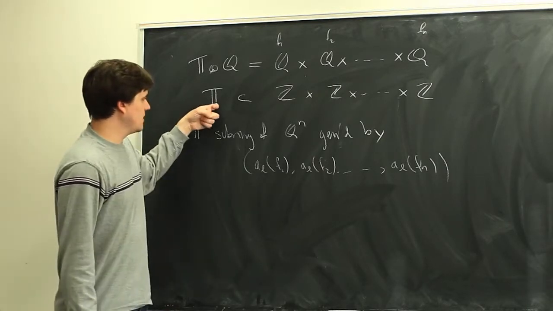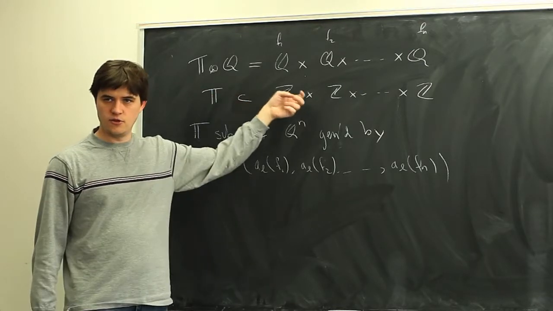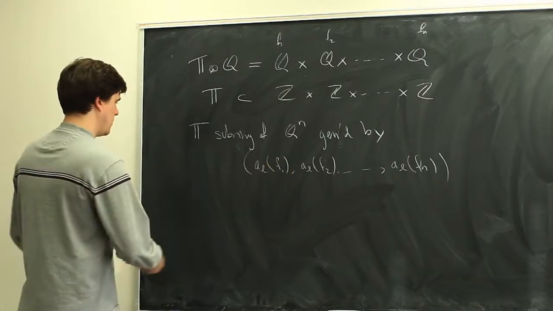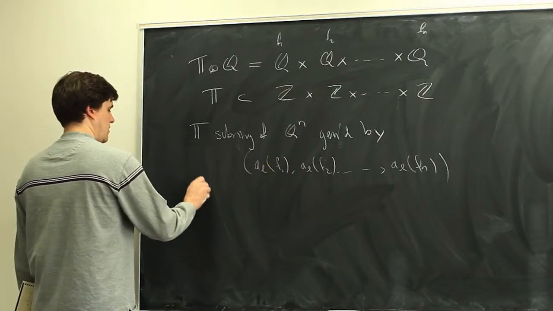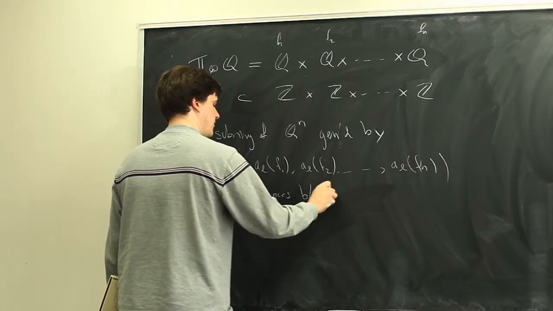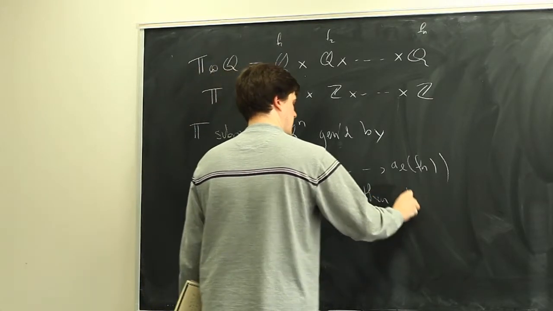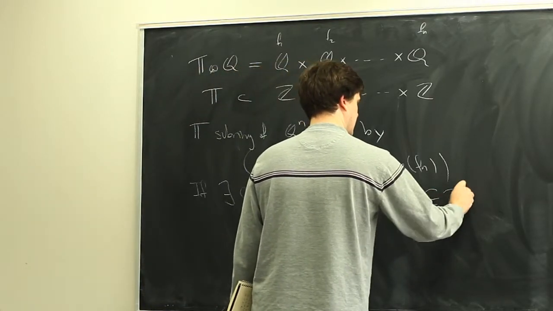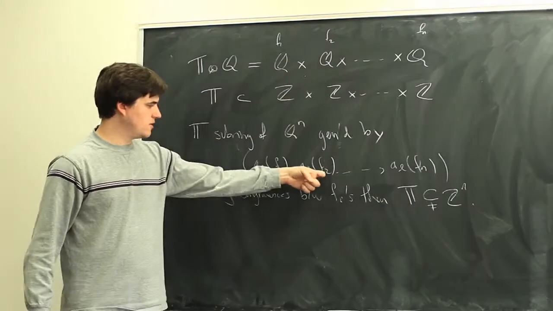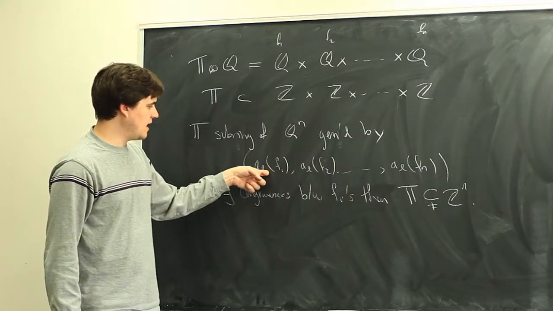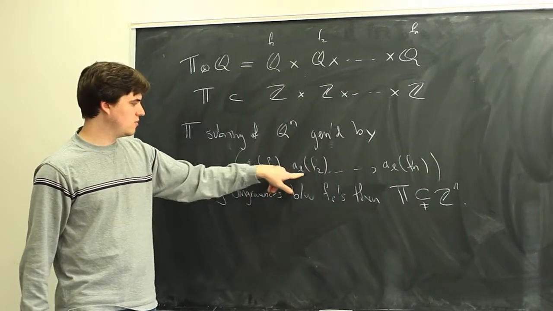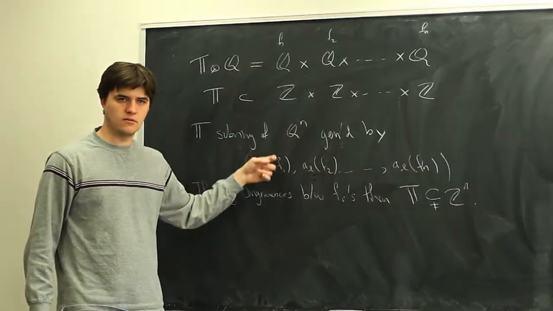So it's possible that T is actually a subring. It's not the full product. And the way that that can happen is if you have congruences between the Fs. So if there exist congruences between Fi's, then T is a subring and not equal to Z to the n. And so, I mean, you can see that, right? If F1 is congruent to F2 mod P, say, then that means that aL of F1 is congruent to aL of F2 mod P for every L. And so that means the first two slots are always going to be congruent mod P. So you're never going to get, you know, 1 and 2 here.